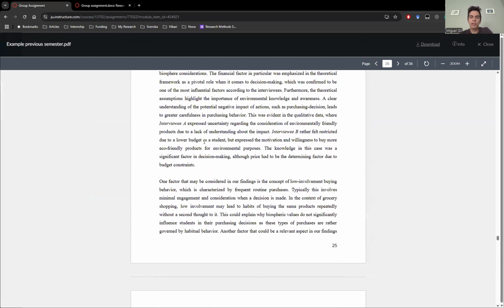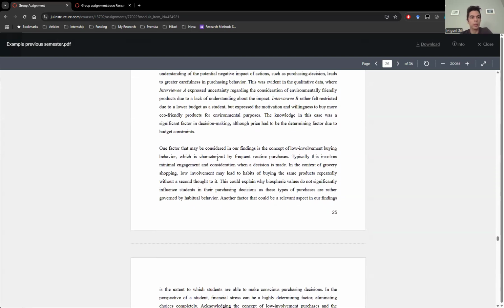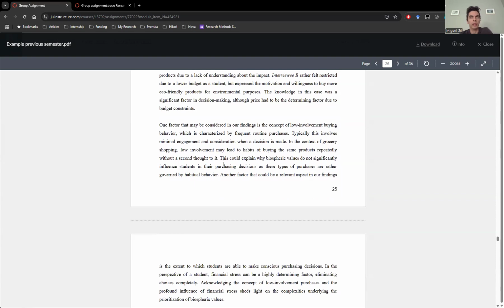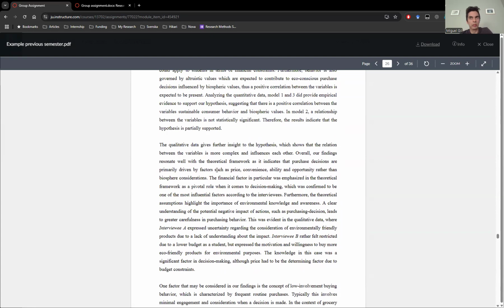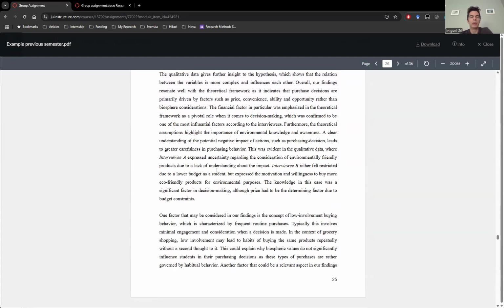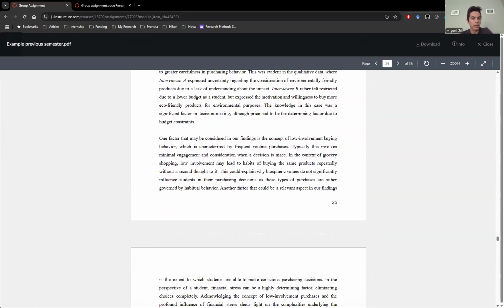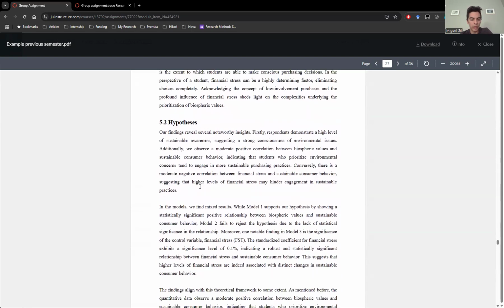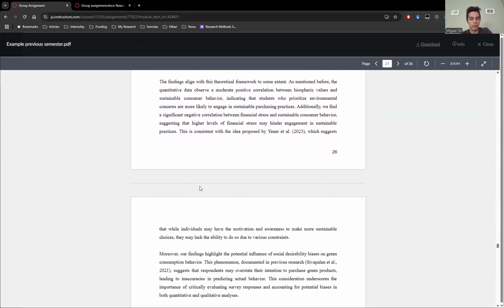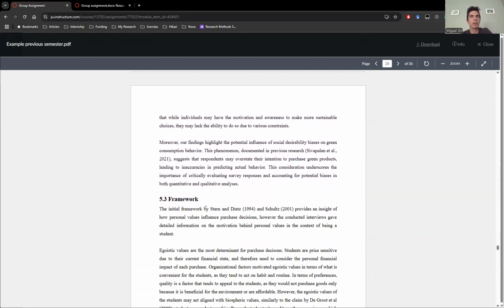So I will criticize this example a little bit, because I think this part is not that strong. I feel it's kind of a summary of the findings. So this is something I will criticize a little bit. I don't think this section is that strong. But the next sections, 5.2 and 5.3, are actually pretty strong.